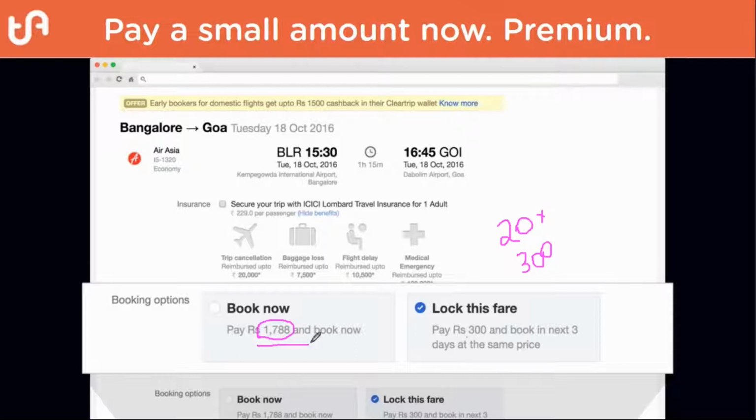Now what you need to tell me is, let's say a music icon is spotted in Goa, and because of that everyone wants to start flying to Goa. Because of that the price goes up from 1788 to 6,000 overnight. But since you had blocked your fare at 300, is there a chance that you will make some profit doing this ticket booking business with your clients? If yes, how much is the profit that you'll make?